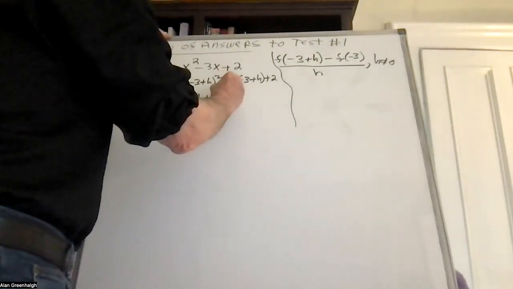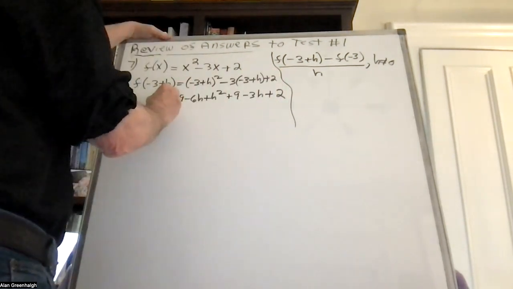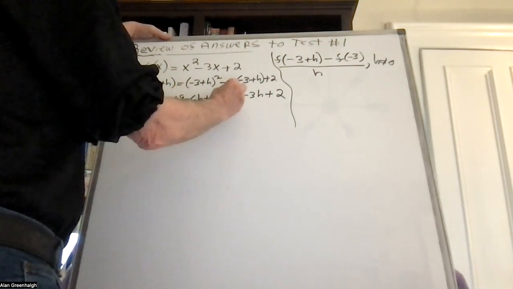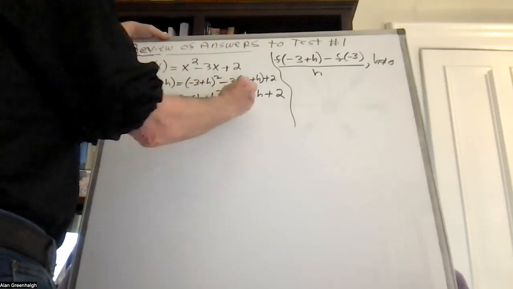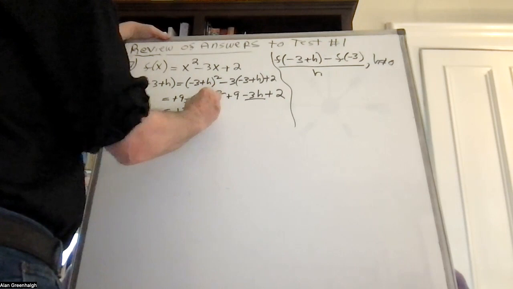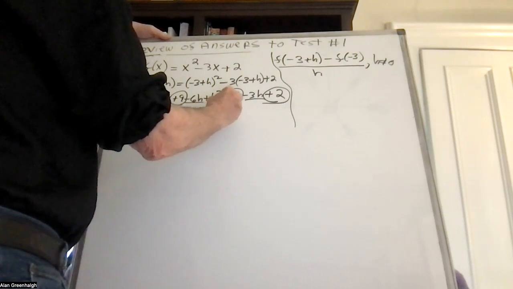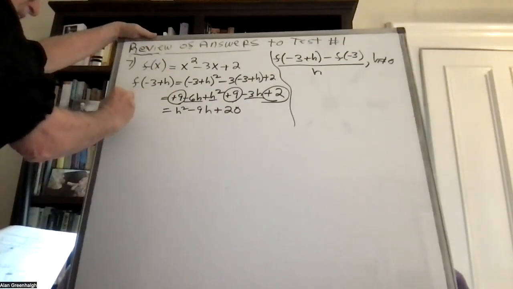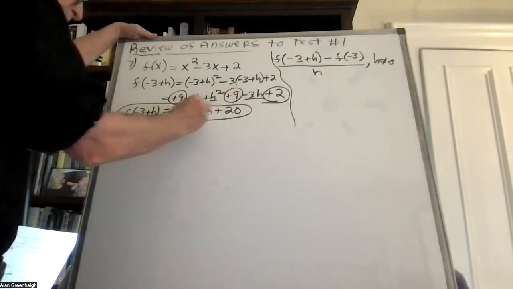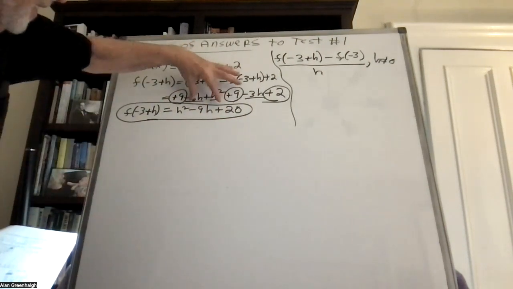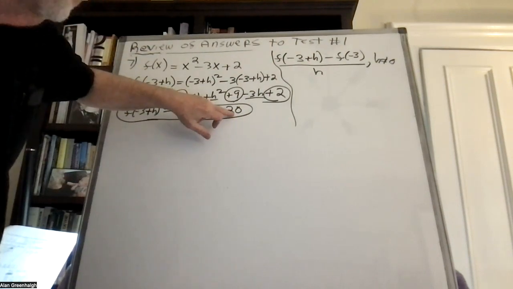And then here, you're getting 9 -3h plus 2. Then you want to simplify this. Let's put everything in order. So this would go first. Then this would go next. And then 9 and 2 is +20. So that is f of -3 plus h. Very, very important, obviously, because you're going to replace this up here with h squared minus 9h plus 20.